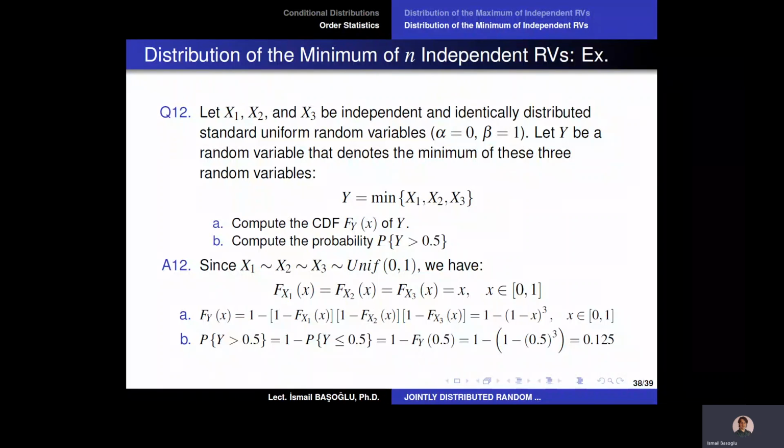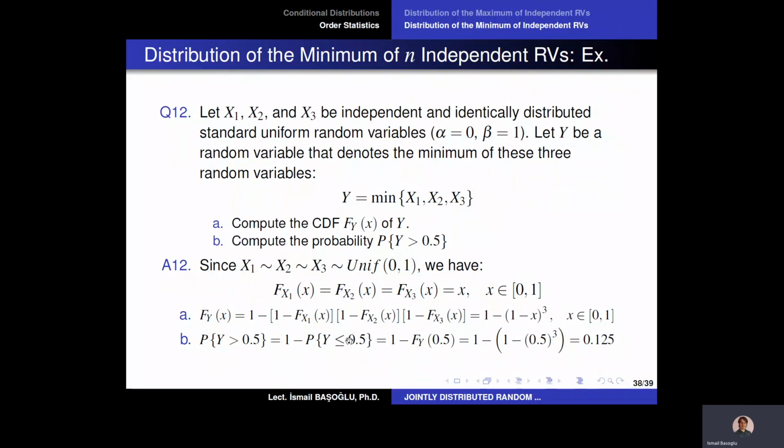So as I have said, it is less likely for the minimum of these three independent standard uniform random variables to be greater than 0.5, but it is more likely to be less than 0.5, which is 0.875 in that case.